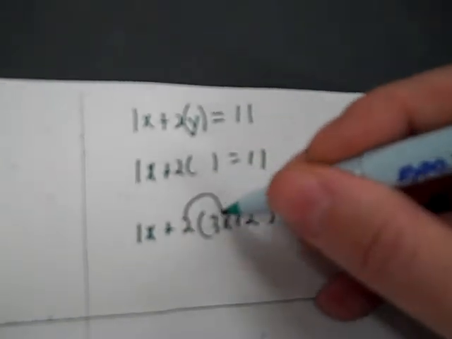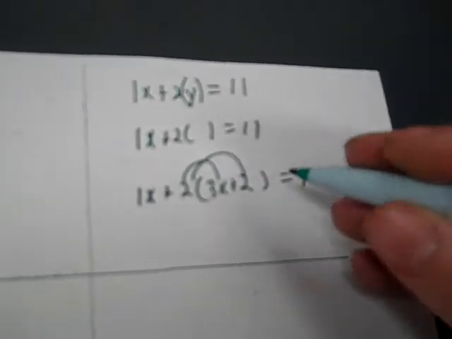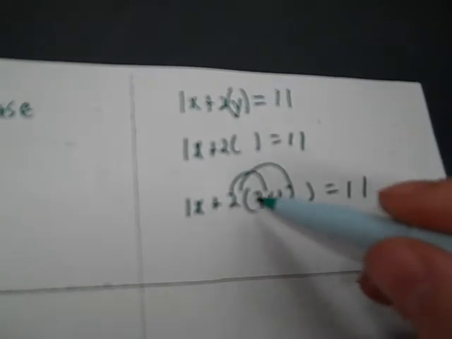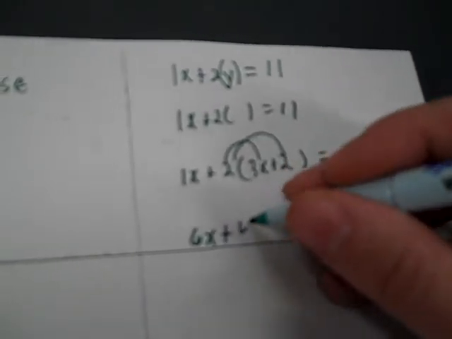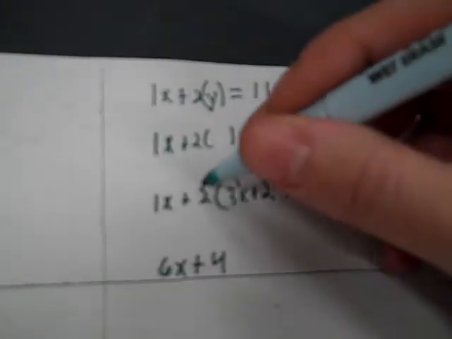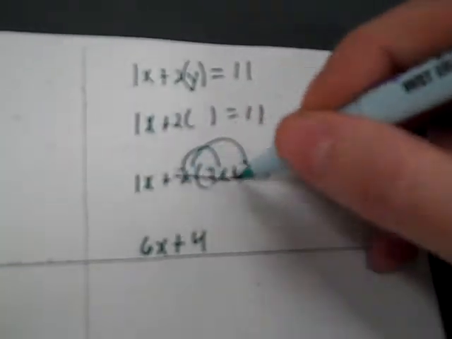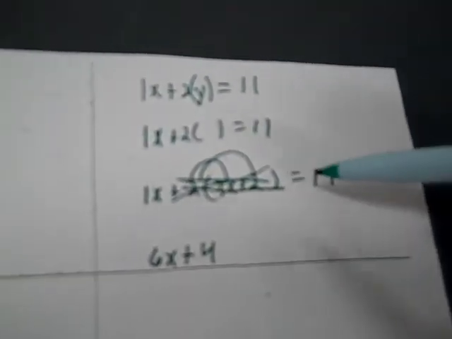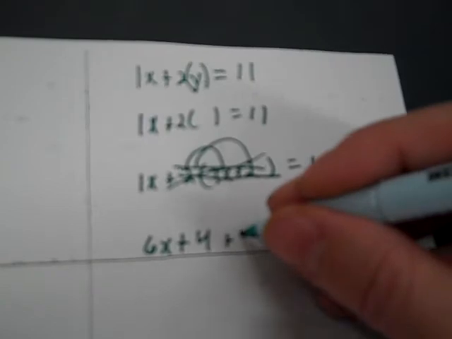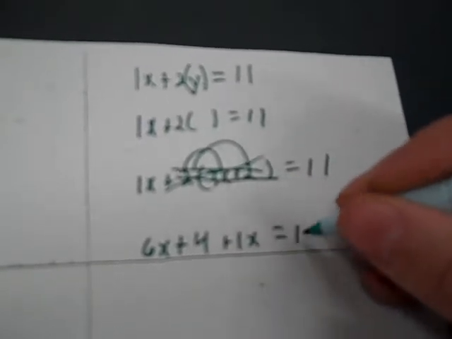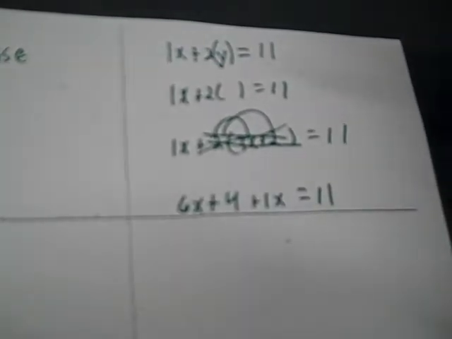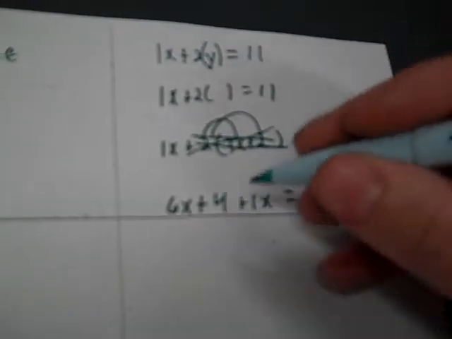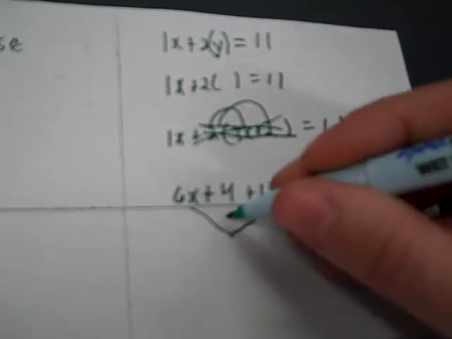So I need to distribute, our rainbow, multiply. 2 times 3 is 6 with x, and then 2 times 2 is 4. Cross that out as soon as those two things are written, get rid of this. Now before equals, I write plus 1x equals 11. Okay, so I have an x here and an x here. They're on the same side, so I make my adding pyramid.